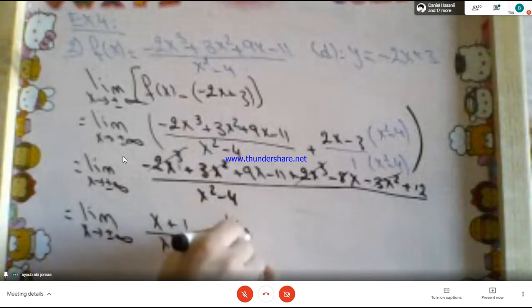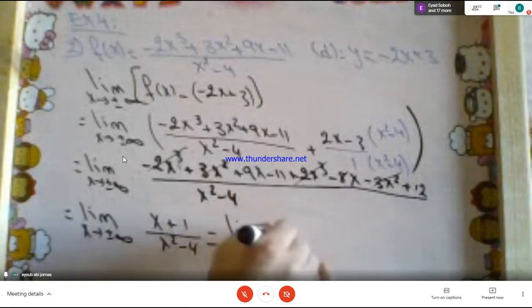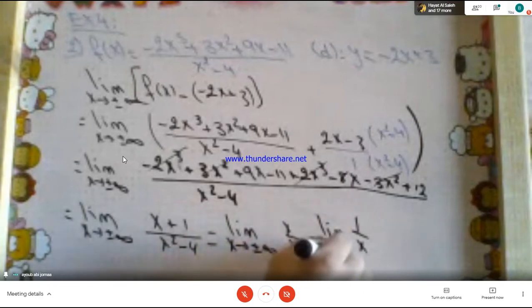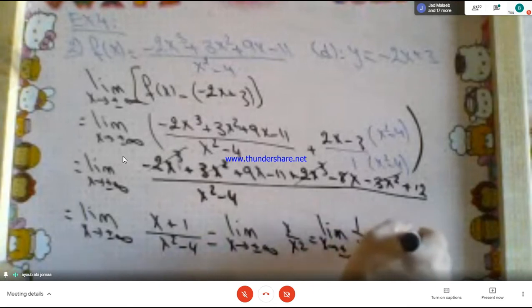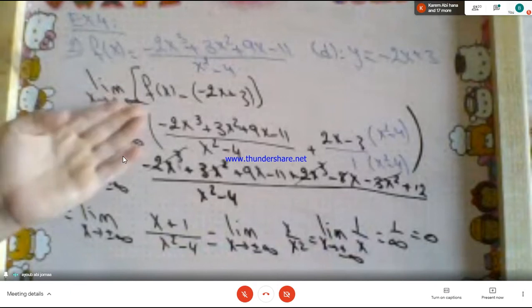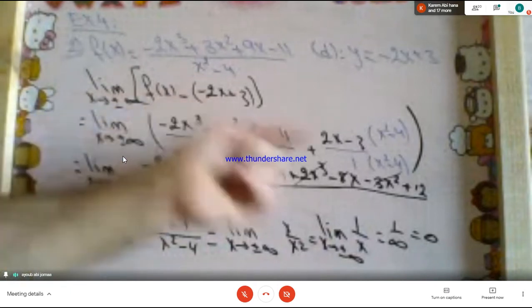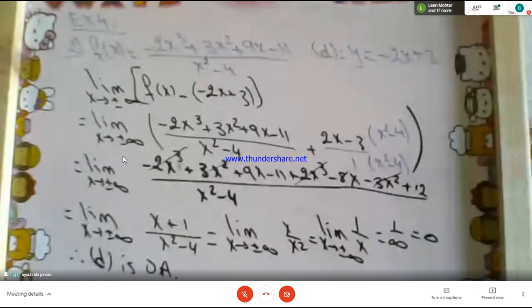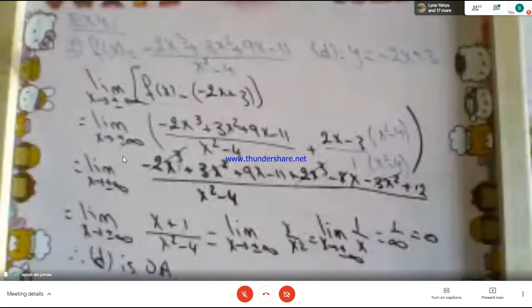So you'll get limit as x approaches positive or negative infinity of x over x squared, which is the limit of 1 over x, simplify x by x squared, which is equal to 1 over infinity, which is equal to 0. Here we prove that the limit as x approaches infinity of the function minus the line is equal to 0. So therefore, straight line D is an oblique asymptote at both positive infinity and negative infinity.